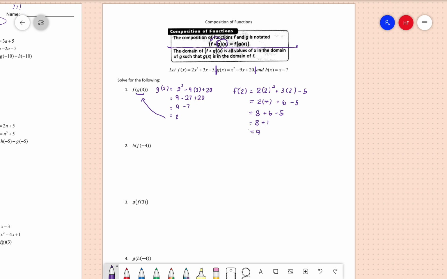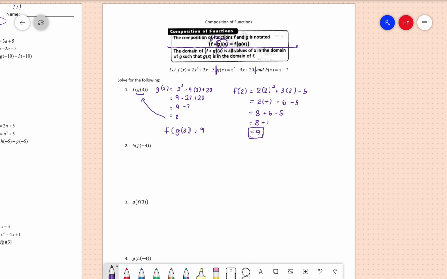is 9. So then my final answer is what I get the second time. So we're not going to go back like we did with function operations and work the problem again, because we're going from g of 3, plugging that into what we get for f, and then that's our answer. So when we plug in g of 3 into f, we get 9.